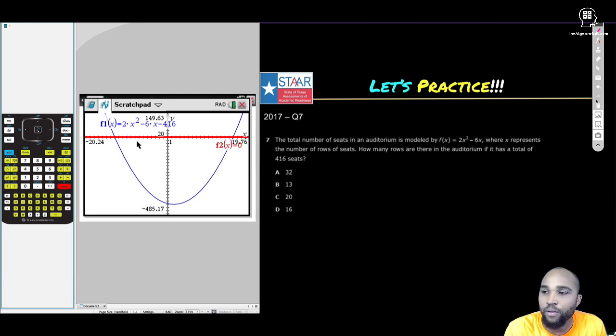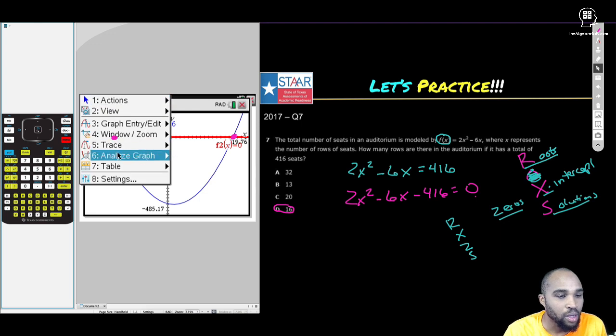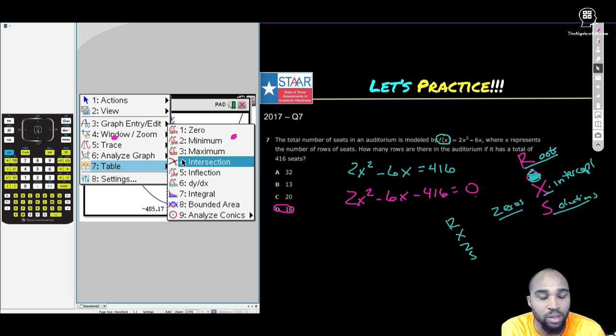I'm going to find it in a very similar way that I found the other one. Actually, I want to pull it back up, my problem. And this time though, we could analyze this graph, and this time we can look for zeros. Instead of intersection, we could look for intersection because we actually do have 2 lines here, but we could also look for zeros.